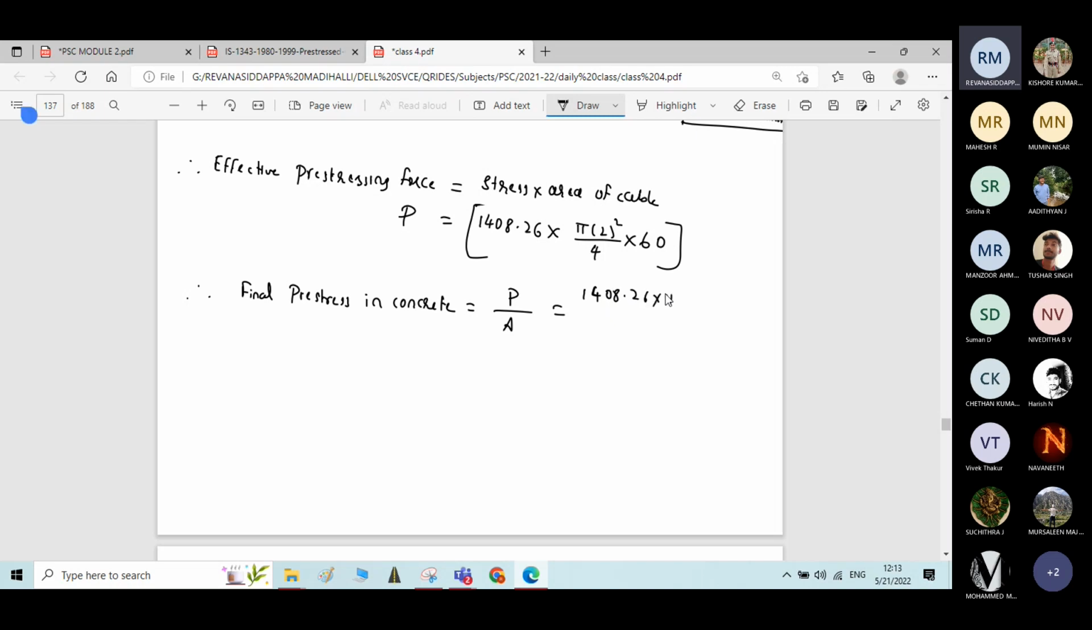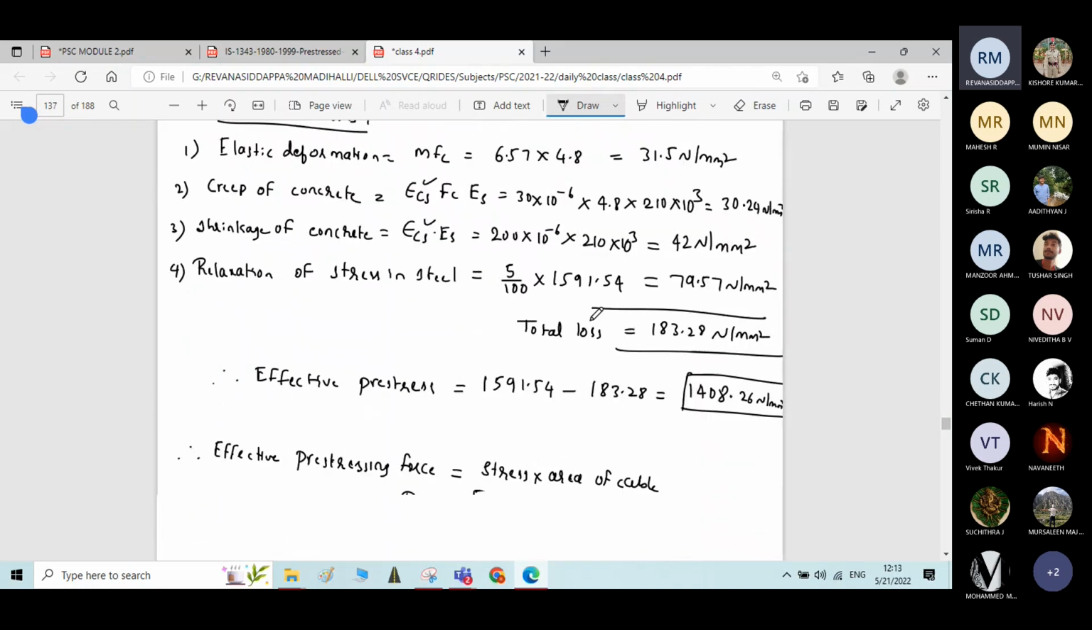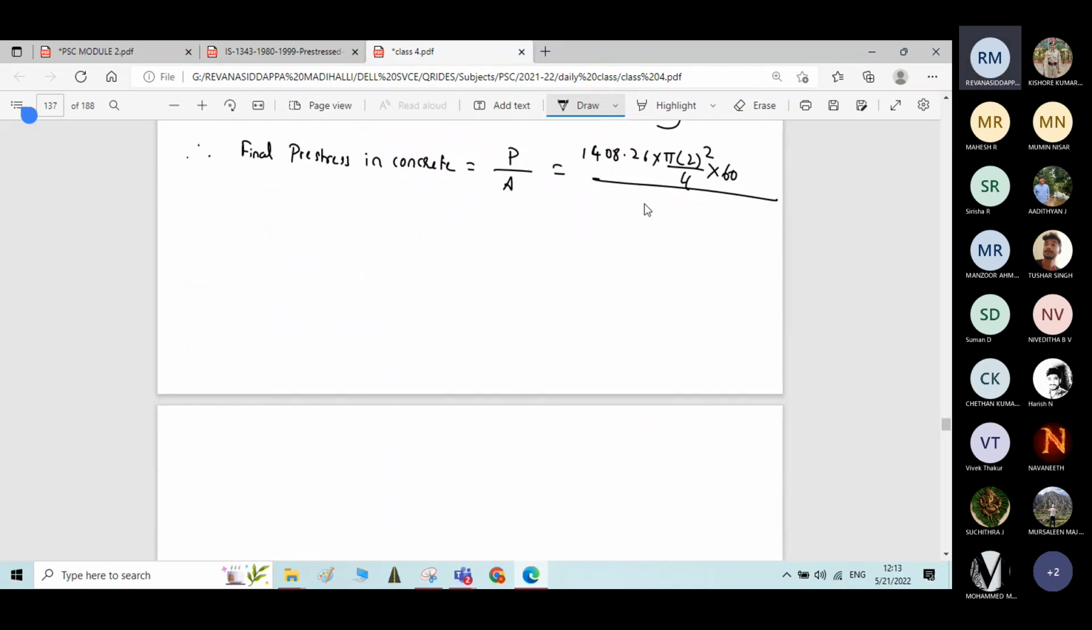1408.26 into pi into 2 square by 4 into 60, whole divided by area of concrete. It is how much? 62,500. By this, you'll get the answer, the final pre-stress in the concrete. You will get it as 4.25 Newton per mm square.